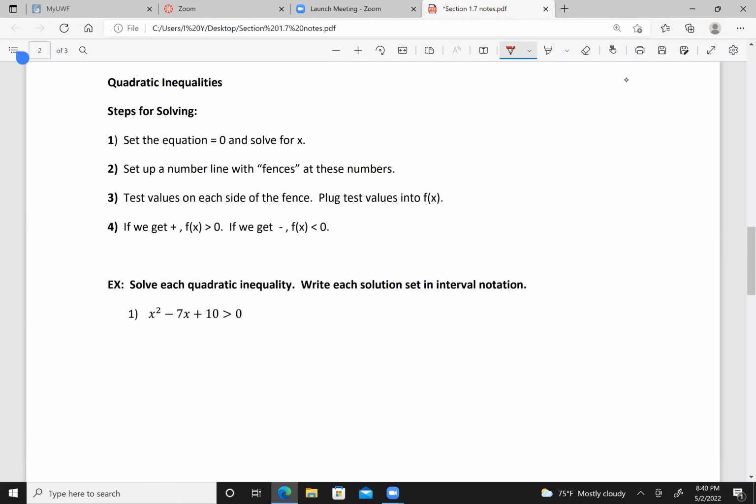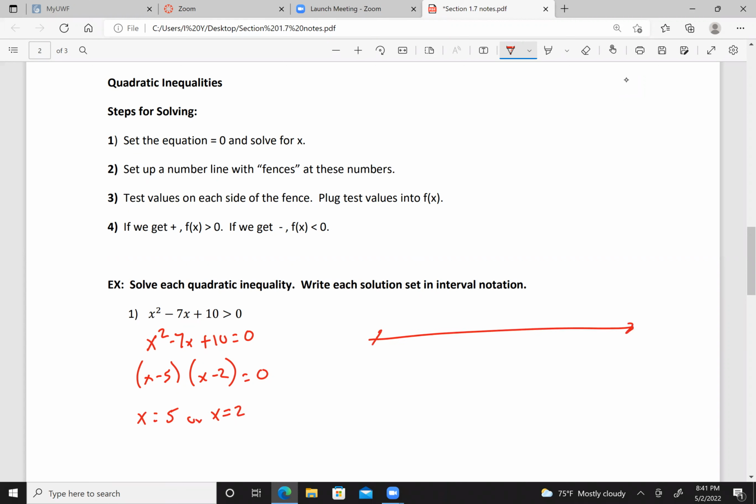So let's see what this means. Set this up as x squared minus 7x plus 10 equals 0. So this is (x minus 5)(x minus 2) equals 0. So x equals 5 or x equals 2. So that means we set up our number line. Now we have our 0, we have our 2, and we have our 5.